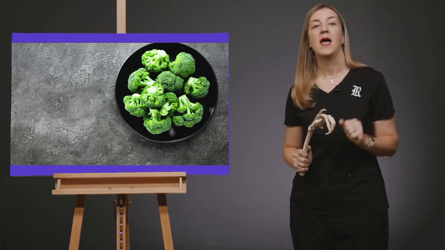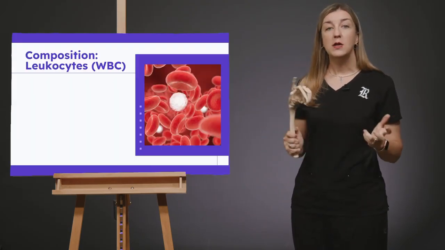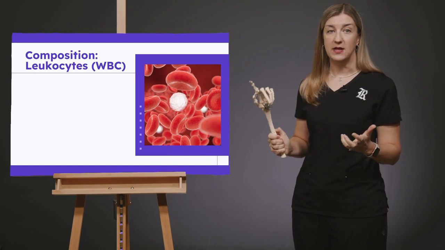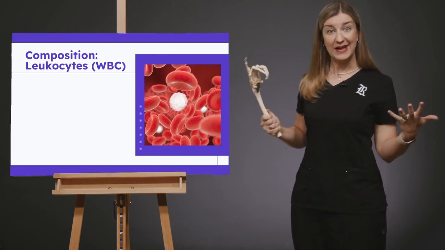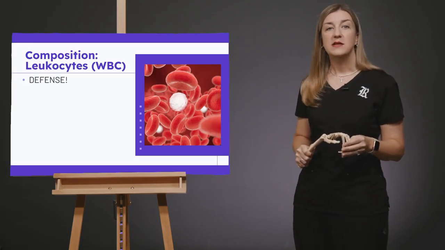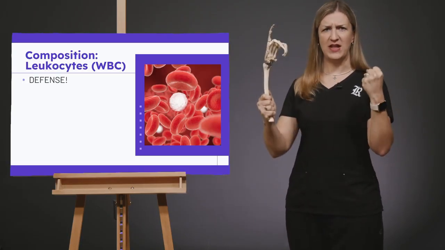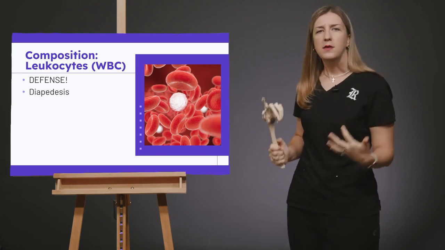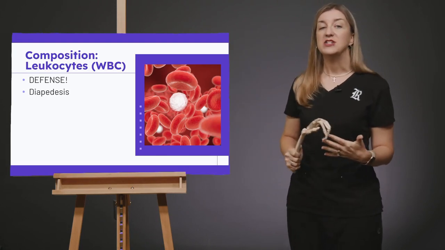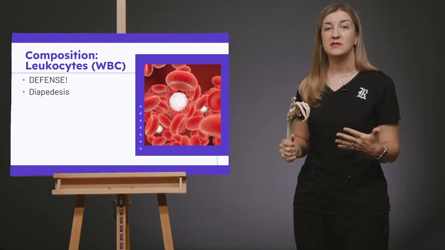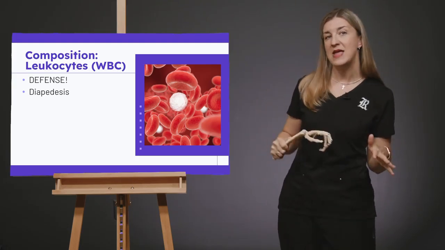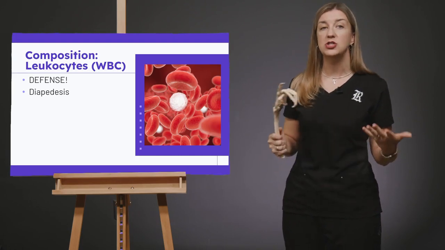Much better. Unlike erythrocytes, leukocytes, or white blood cells, are complete cells. That means they come with a nucleus and organelles. White blood cells are used for the body's defense. On guard! Leukocytes defend the body against pathogens like bacteria, viruses, parasites, and tumor cells, and use a process known as diapedesis to slip in and out of blood vessels to do their job.